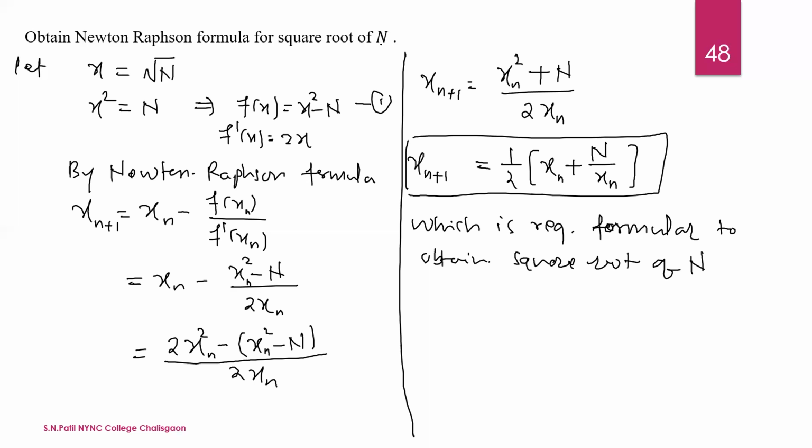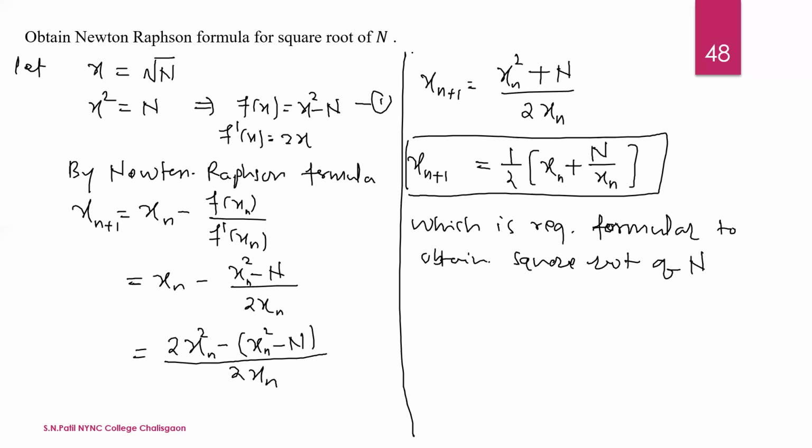Instead of N, we take any particular value. Let us solve for N is equal to 2. Means the question is find the square root of the natural number. Now the example on this problem, particular example, we take N is equal to 2. Okay, find the square root of 2 by Newton-Raphson formula.